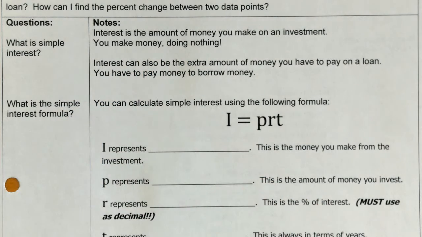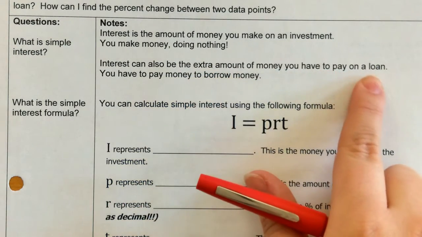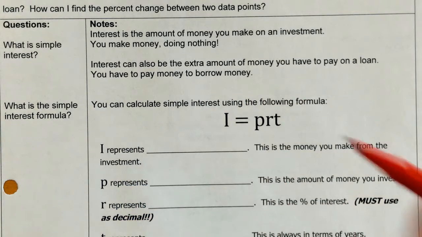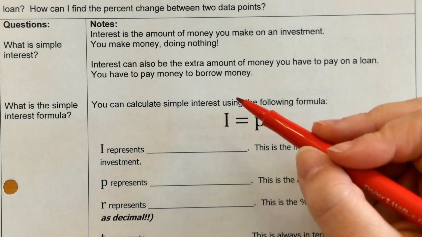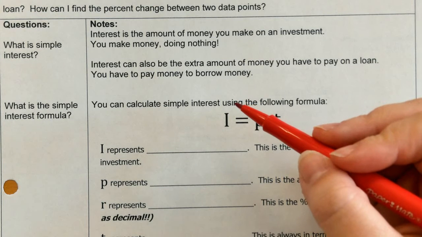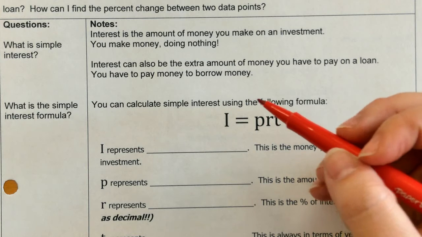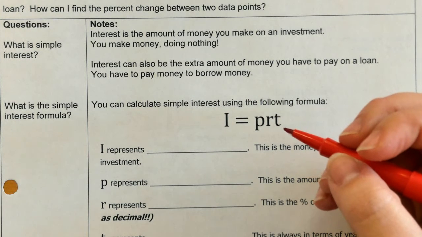Interest can also be something that's kind of negative. Interest can be the extra amount of money you have to pay on a loan. So essentially, you have to pay money to borrow money. So a lot of times with car loans or a house loan or credit cards, you end up having to pay back more than what you borrowed. Okay? And that extra is the interest that the bank or the credit card company charged you for letting you borrow that money.